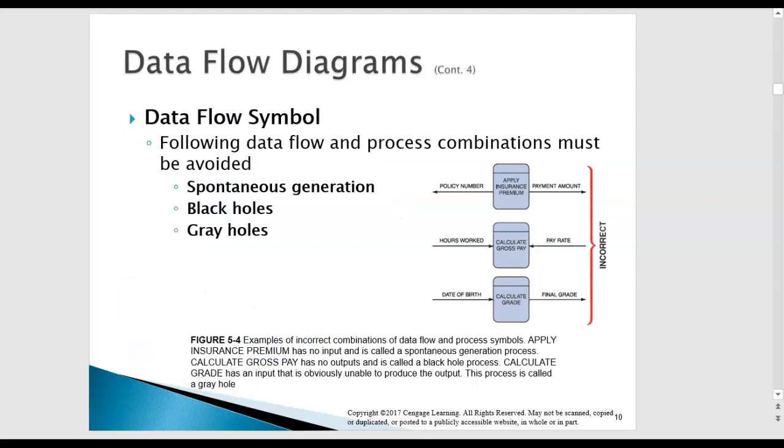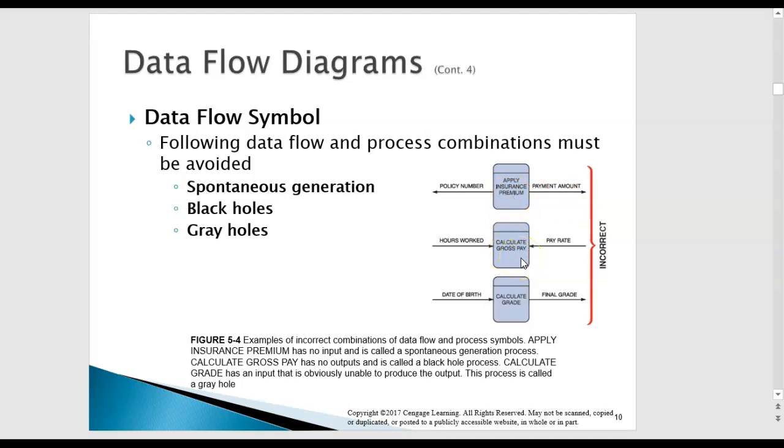When we are creating our DFDs, we have to make sure that the flow of data and the process combinations must be logical and they must be consistent. So for example, over here on the slide, you see 3 different examples, which are bad examples on how to do it. The first one, apply insurance premium, which is a process, is giving out output, but it does not take any input, which is not possible.